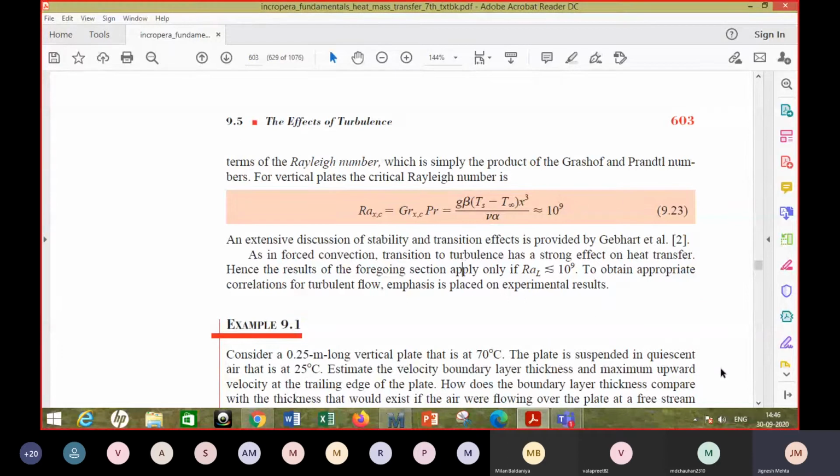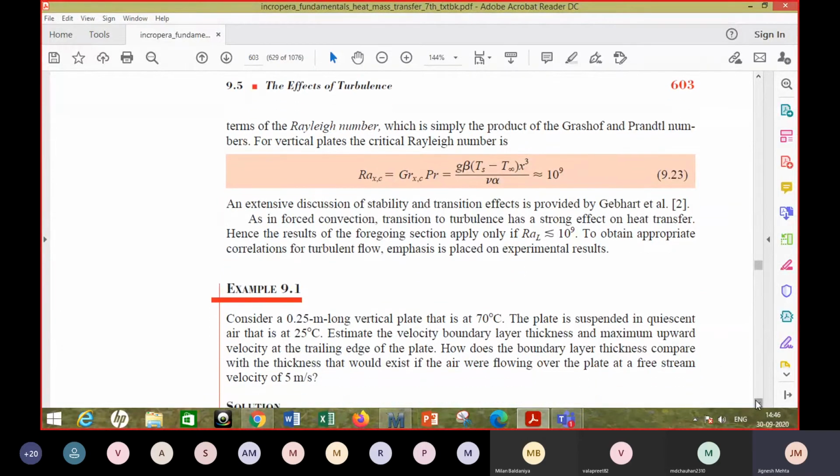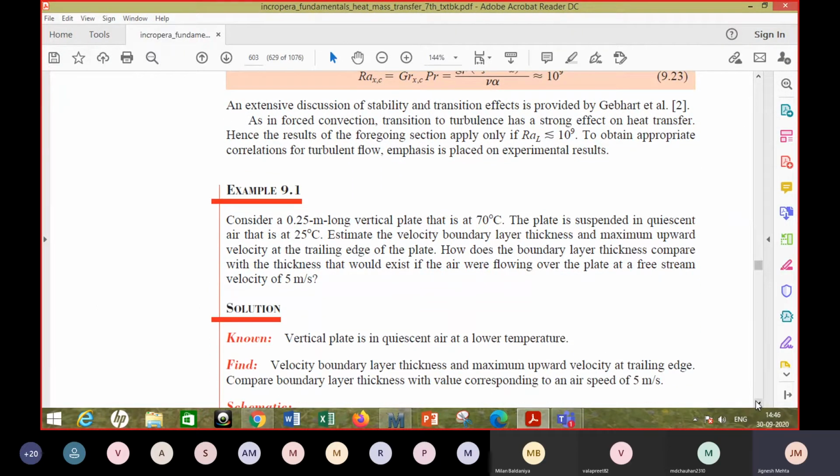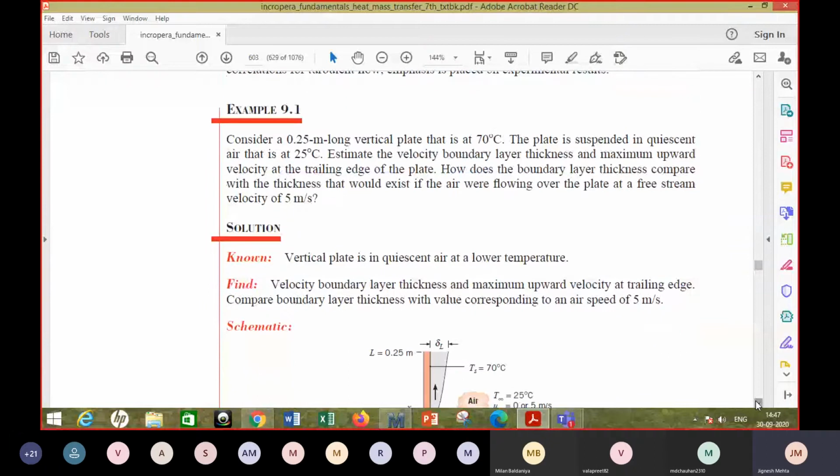So there is one example for a vertical plate given here. You can go through this example. There is a vertical plate with 0.25 meter length, and the temperature is maintained at 70, and it is in quiescent media, which is air, at 25 degrees Celsius. Find the boundary layer thickness and how it compares with the thickness if air were flowing over the plate at free stream velocity of 5 meter per second.